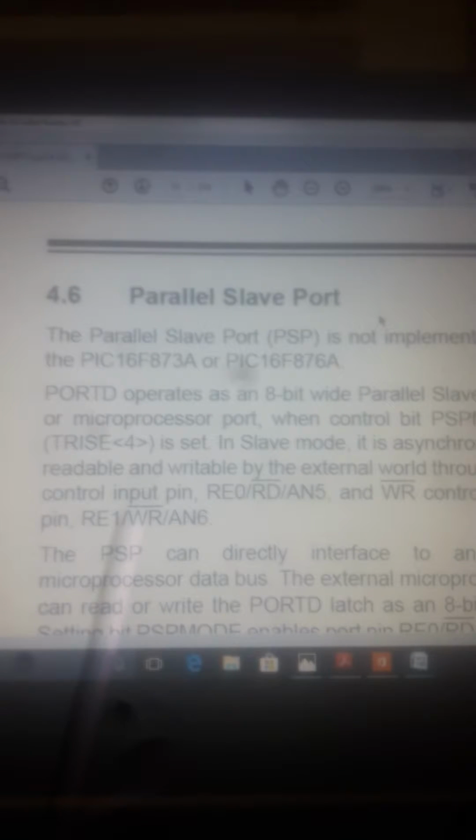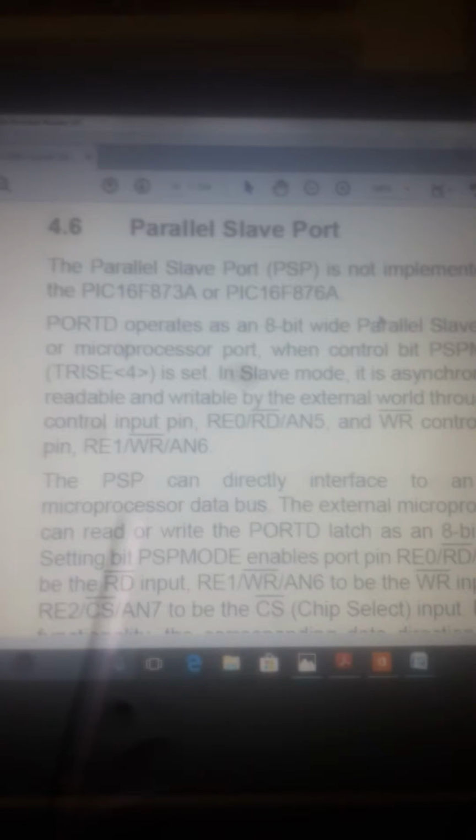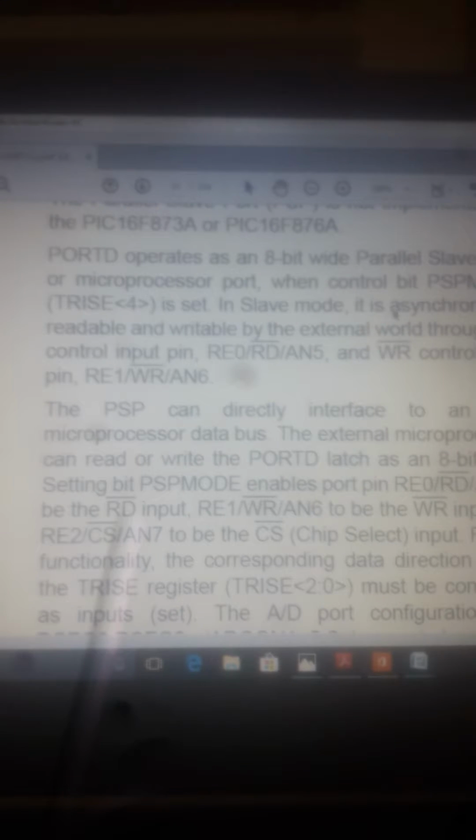When the control bit PSPMODE (TRISE 4th bit) is set in slave mode, it is asynchronously readable and writable by the external world through the read bar control input pin RE0 and the write bar control input pin RE1, and the chip select pin RE2 is there. The PSP, parallel slave port, can directly interface to an 8-bit microprocessor data bus, another microcontroller or microprocessor. The external microprocessor can read or write the port D latch as an 8-bit latch.